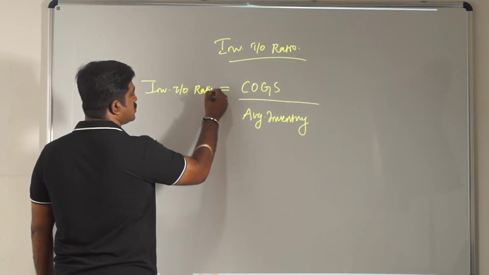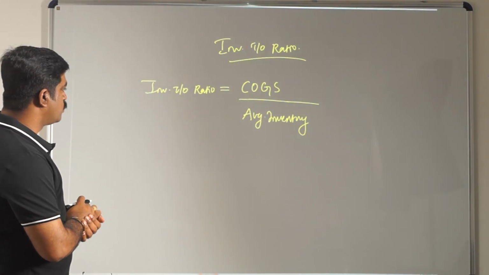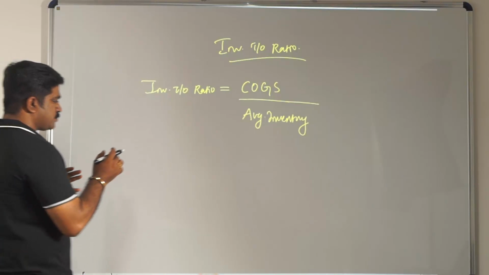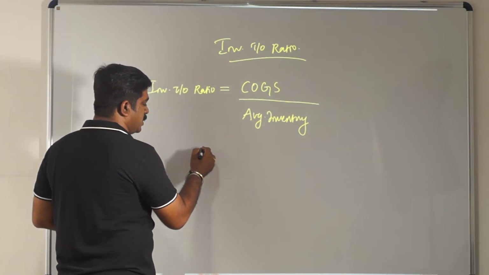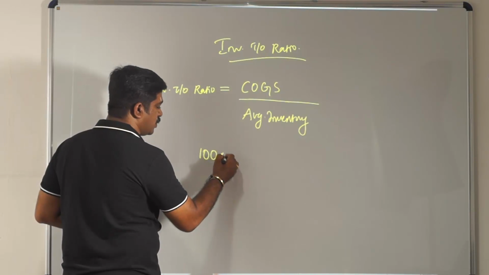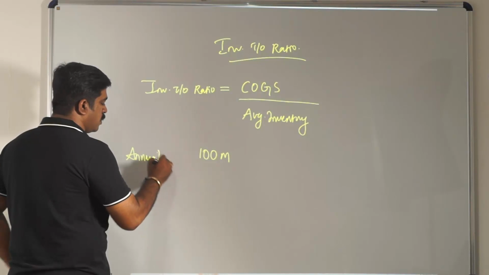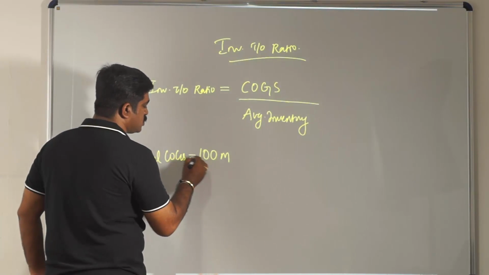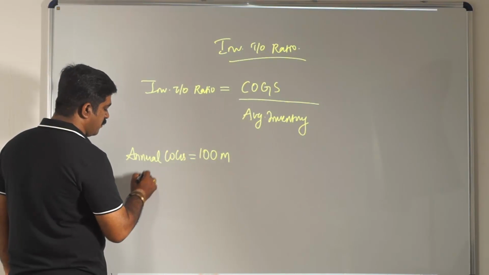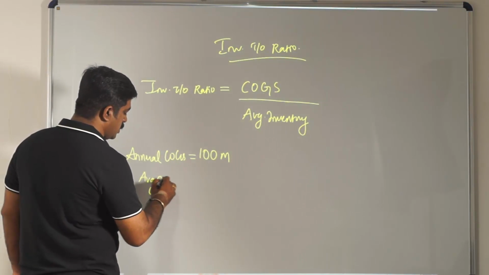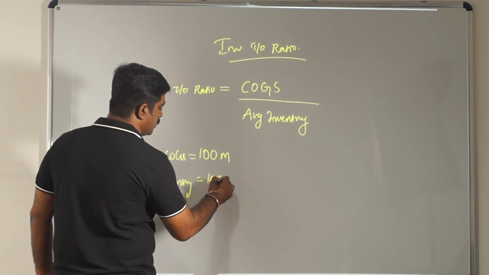Now, what is this ratio, or what does it communicate? Okay, to understand, let's say the cost of goods sold for a company is something like 100 million. Now, this is the annual cost of goods sold. Annual cost of goods sold is 100 million. And the company keeps an average inventory. Let's say they keep an average inventory of 10 million.